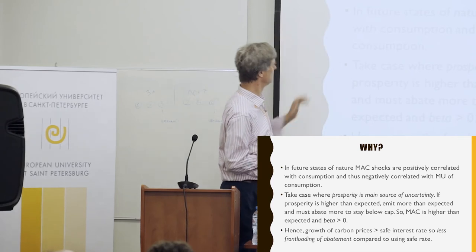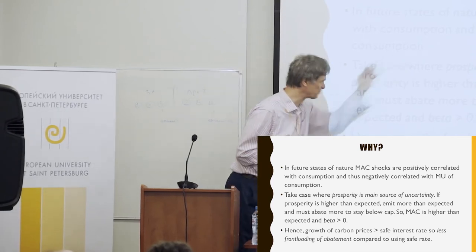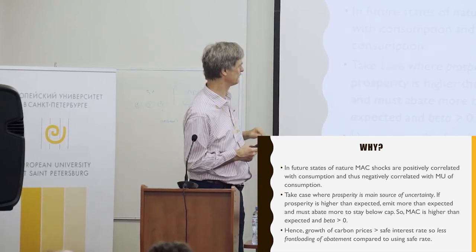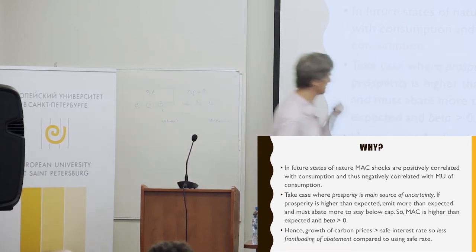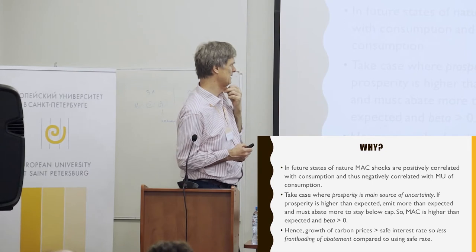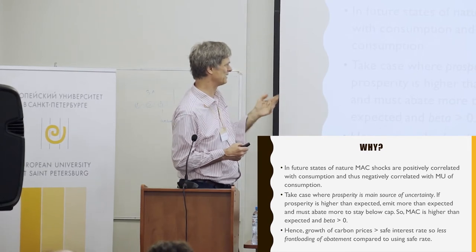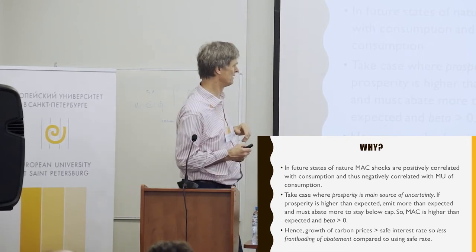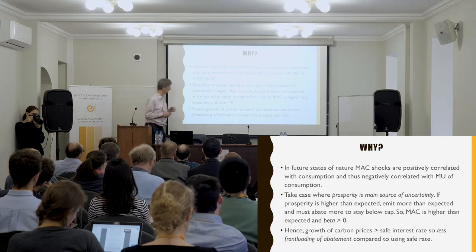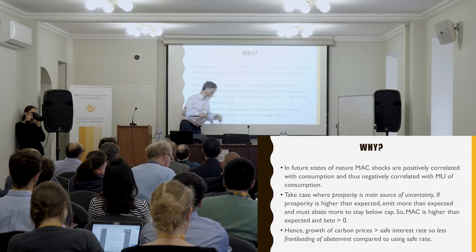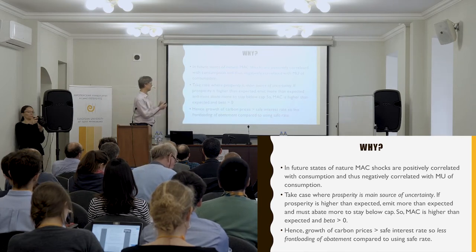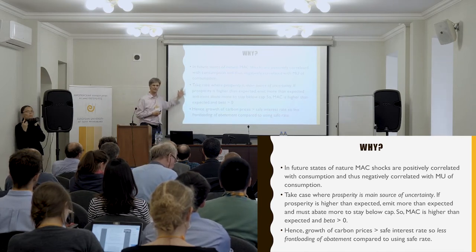It depends. If you say that prosperity is the main source of uncertainty, then if the beta is positive, say if it is close to one, then if prosperity is higher than expected, you emit more than expected in the future, and therefore you must abate more to stay below the cap. But if you must abate more with convex abatement, because the marginal abatement cost is higher, therefore the beta is positive. So that's his argument why that beta is positive.